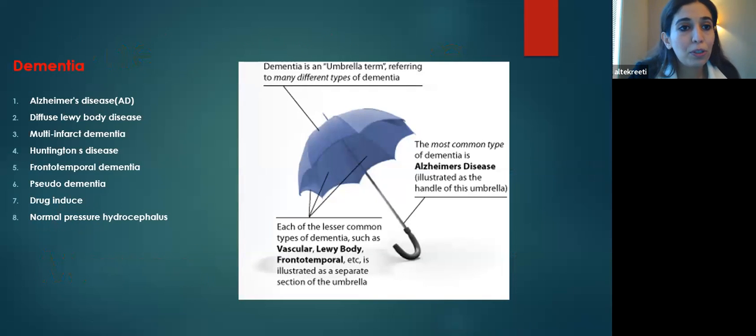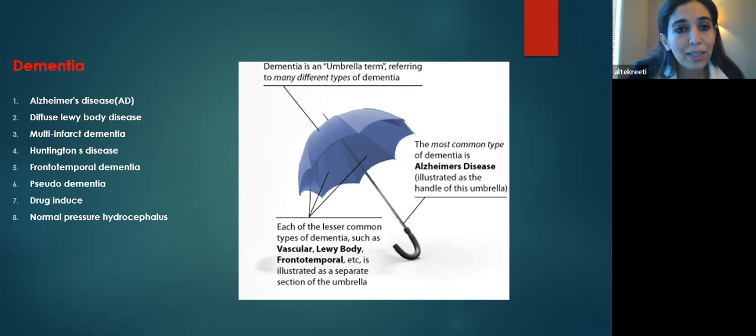So we're going to talk about the general term dementia. Dementia is a general term for many diseases. It's described as an umbrella term, referring to many different types of dementia. In this diagram, the most common type of dementia is Alzheimer's. It's illustrated as the handle of the umbrella, and the other diseases are described as the separate sections of the umbrella, which are vascular, Lewy body, frontotemporal type, Huntington, and pseudodementia, drug-induced, and normal pressure hydrocephalus.